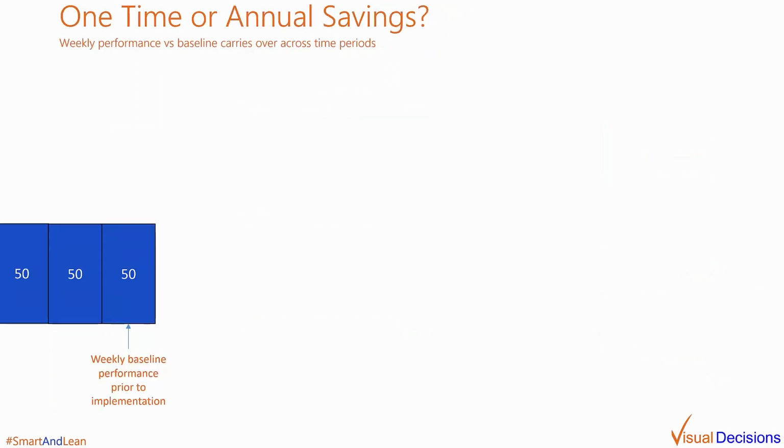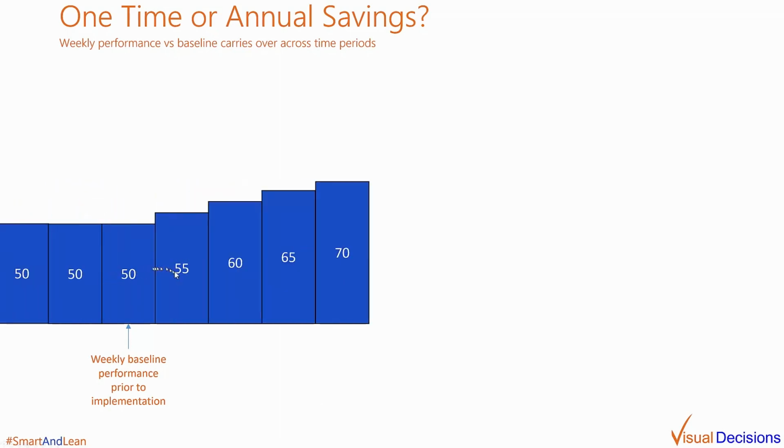Now, one other question that I've been asked is, are these one-time savings or annual savings? Some of the customers that I've talked to have argued that once you make that improvement, unless you make another improvement in year 2, that was just a one-time savings. And I'd like to take a second to shift the mindset about that, because let's say that our baseline performance coming into the project is 50 units of production, or 50K per week.